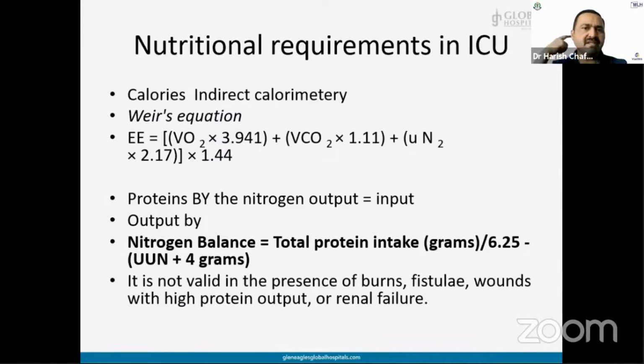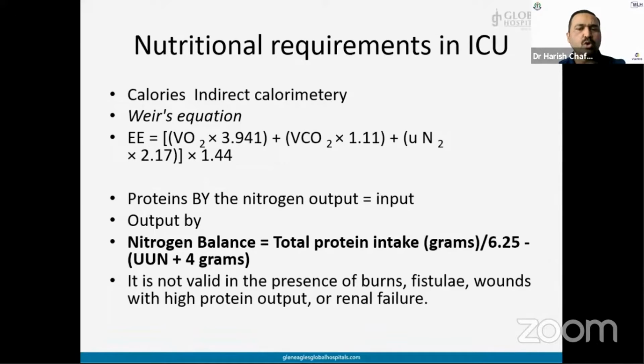For nutritional requirements in an ICU, for caloric requirements, indirect calorimetry would be the gold standard, but it is not available and not routinely prescribed or done. Beer's equation can help us in knowing the energy expenditure, and it is an equation that has several values you need to put in to get your energy requirement. For proteins, we go by nitrogen: nitrogen output equal to input. We know that we need to maintain a positive nitrogen balance in patients.